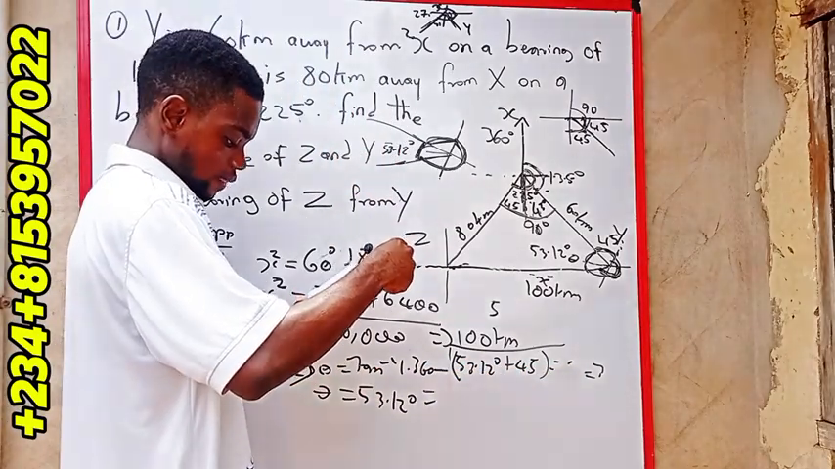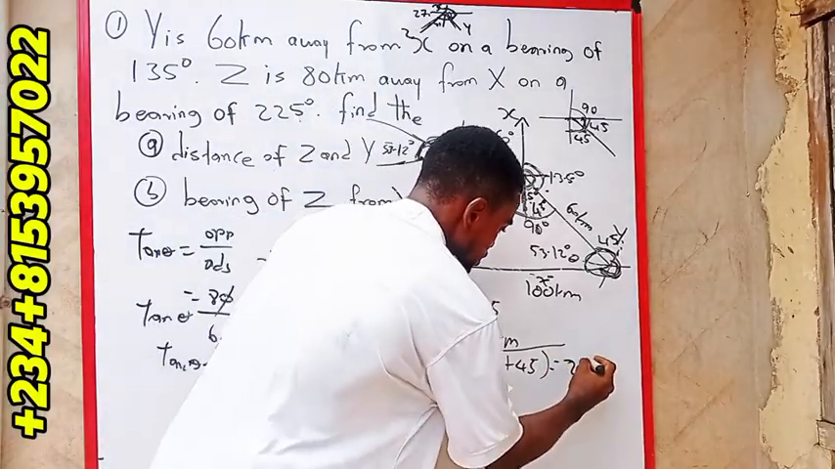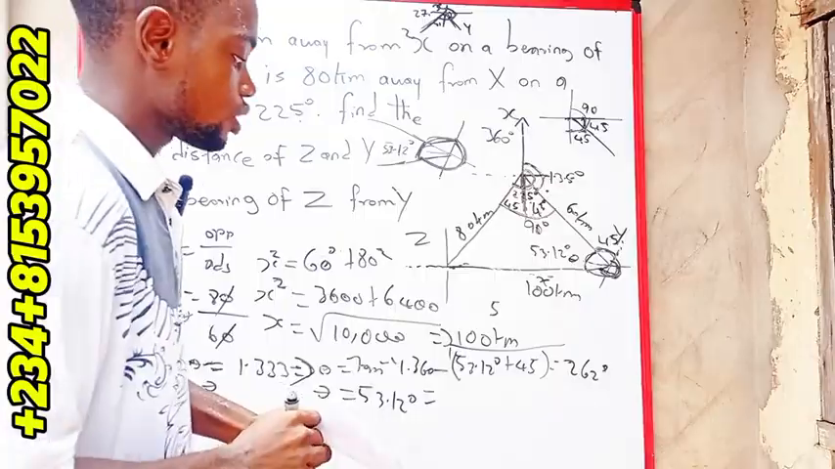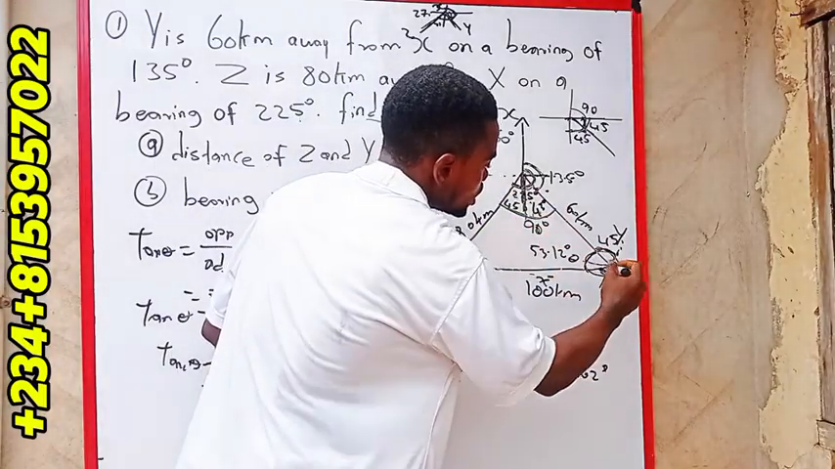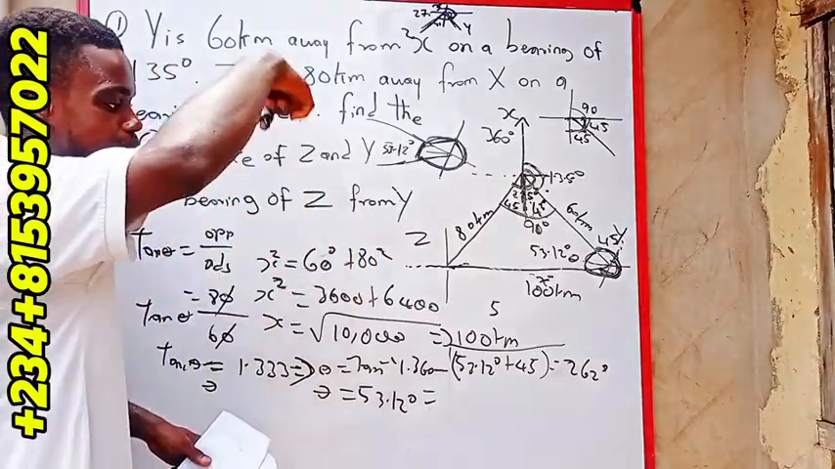It's going to give you 262. I don't know if I'm correct with this number. Solve it, let me know your correction if I'm correct. Now, this 262 is correct. This 262 is the bearing, the angle that remains here, and that is the back bearing.